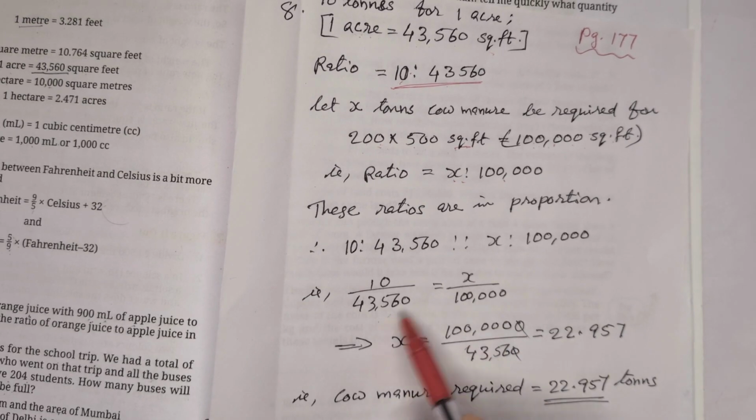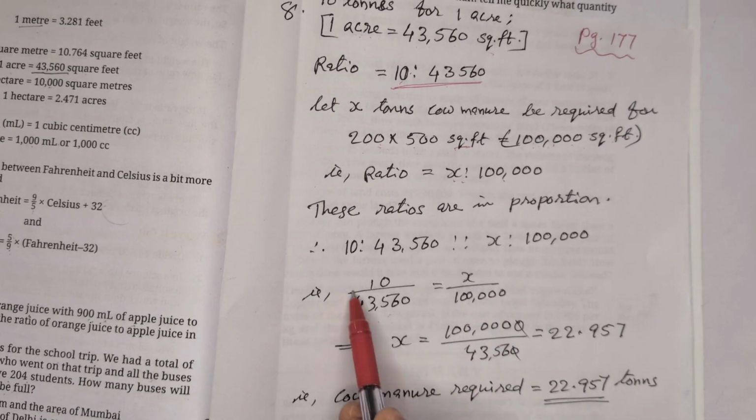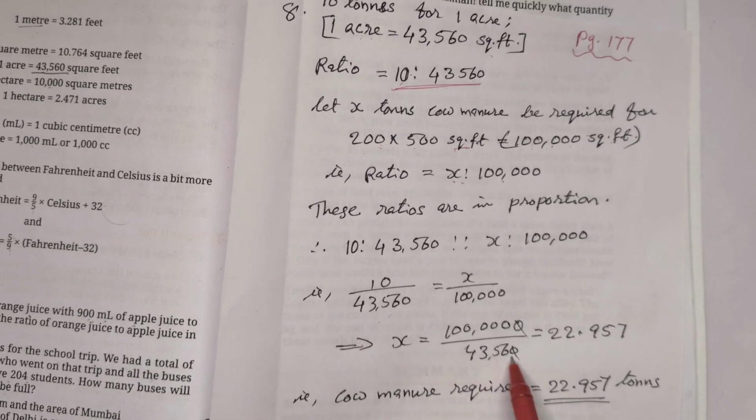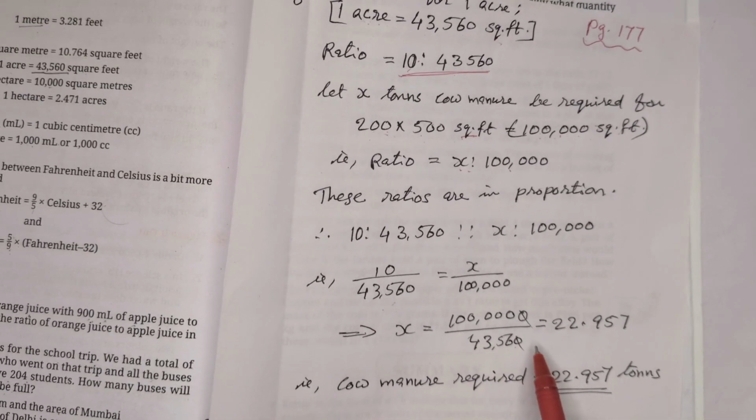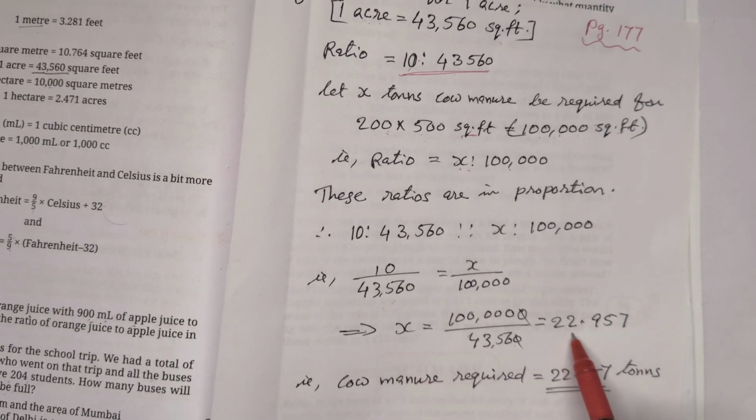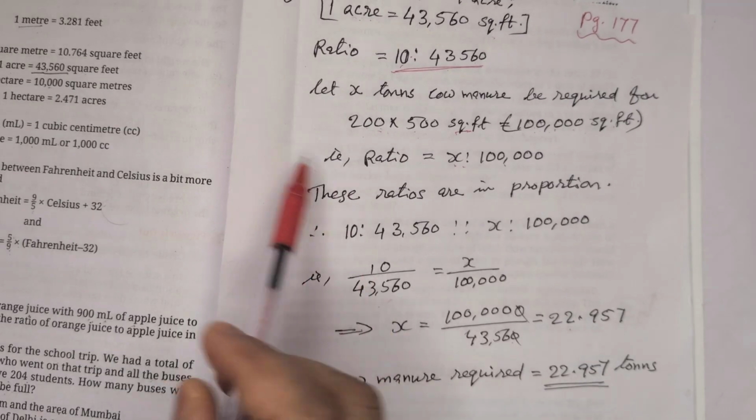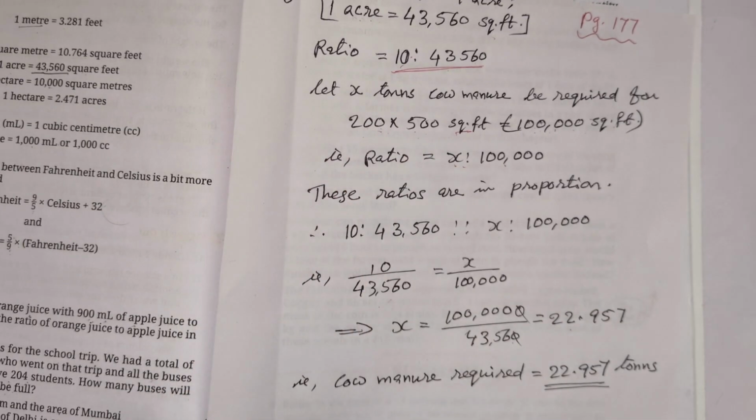Simplify that, X is equal to, cross multiply. So X is equal to 100,000 into 10, one more 0, divided by 43,560. When we simplify, we get 22.957, which means the cow manure required for 200 into 500 square feet of land is 22.957 tons.